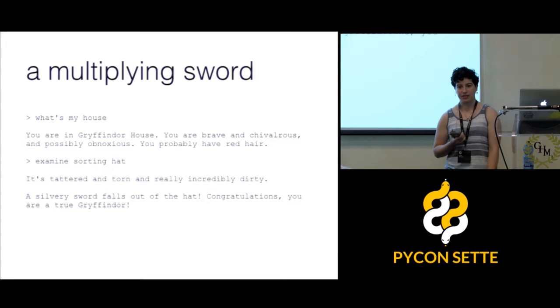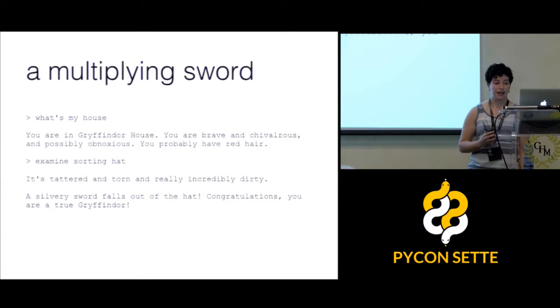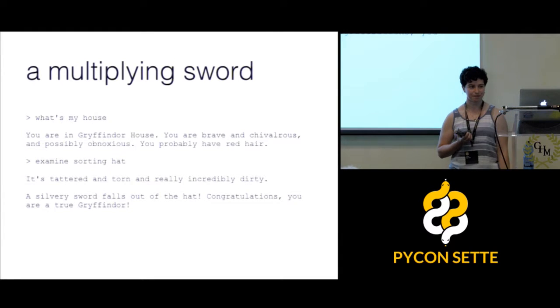So I added some logic to the examine command, and that logic checks if the thing that you're examining is the sorting hat, and if you're in Gryffindor. And if those checks are true, then I change the output of examine to include some line about a sword falling out of the hat, and I, as a side effect, add the sword to the player's inventory.